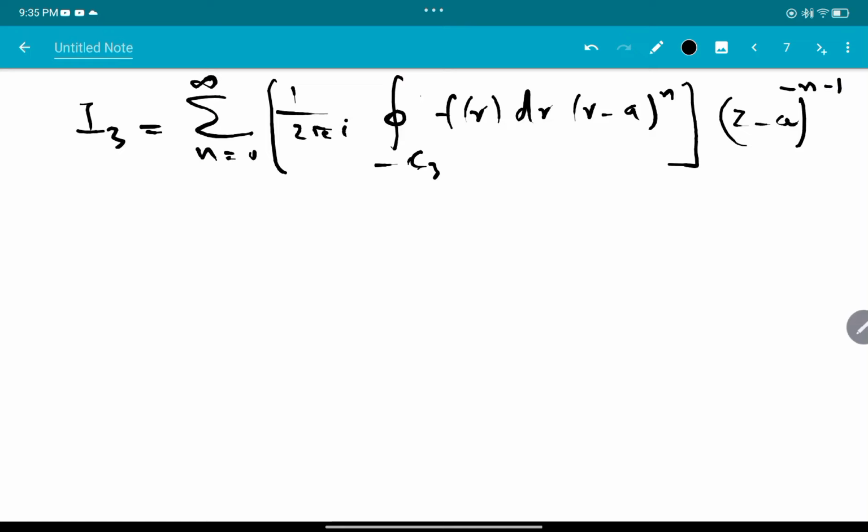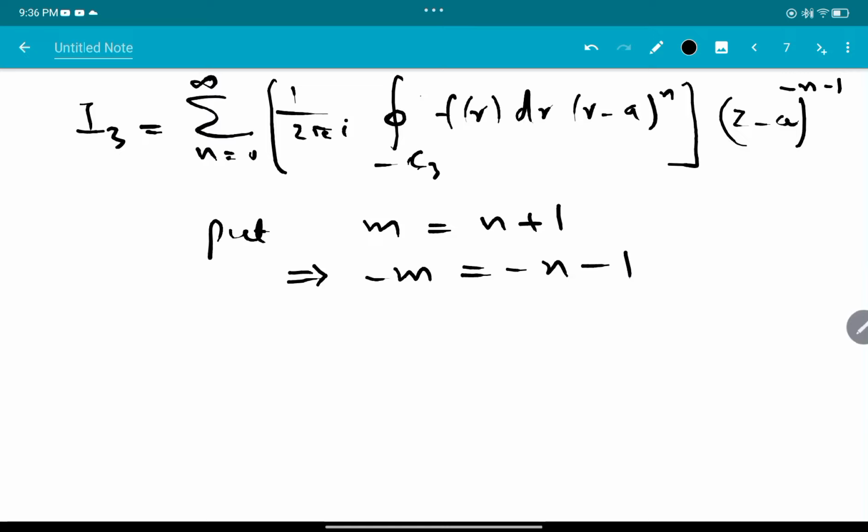Now I am going to change this index. How? I will tell you what I am going to do. In place of this minus n minus 1, I will make a substitution. Let m equal to n plus 1. If n is equal to m minus 1, that means therefore minus m is equal to minus n minus 1. Right?